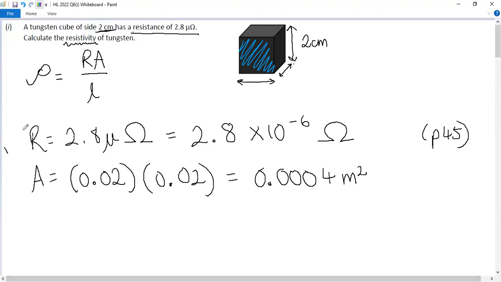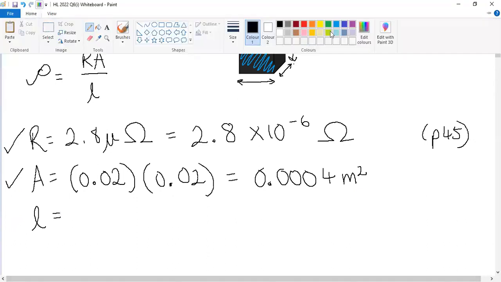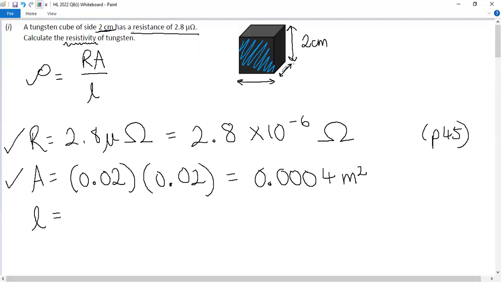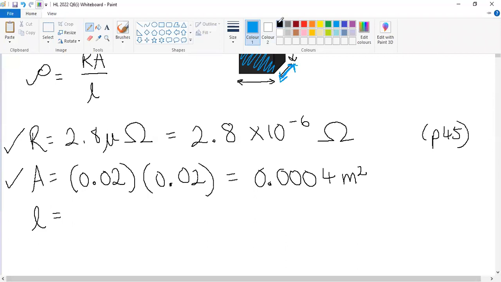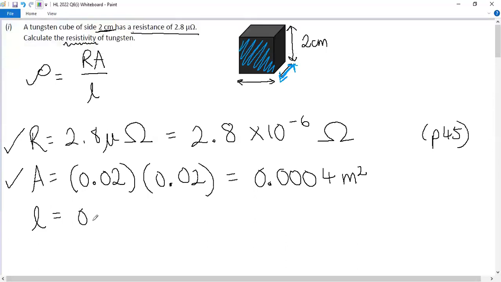So I've got resistance, I've got area, and I have length as well. That's 2 centimeters as well. So if you like to think of this as a really weirdly shaped wire, it's one of these. Okay, so it's 2 centimeters because it's a cube. And of course, I'm not going to write 2 centimeters. I'm going to go straight to meters and write 0.02, sorry, sticking in too many zeros, meters.